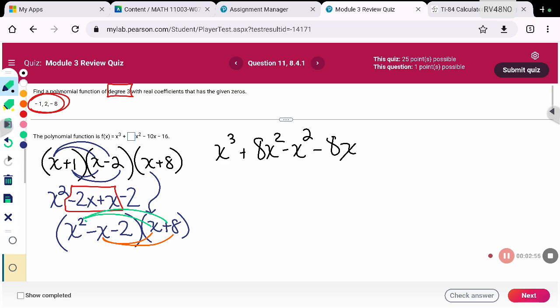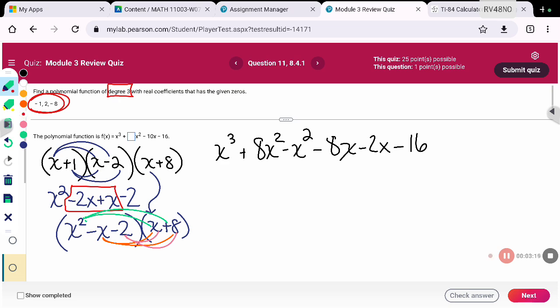And then I will move down to the -2 and distribute it to both terms of the second factor. So -2 times x gives me -2x, and -2 times +8 gives me -16.